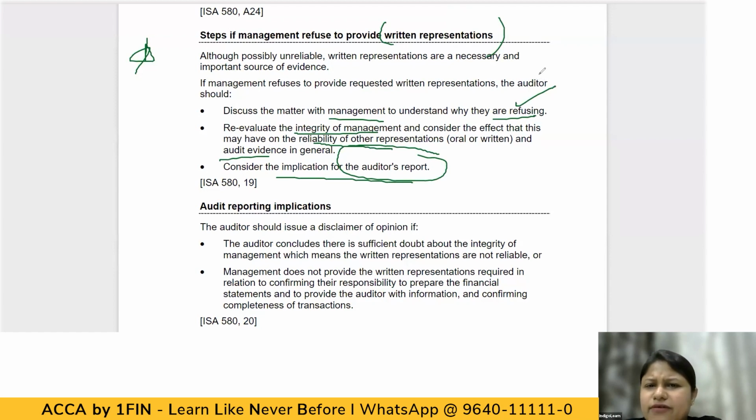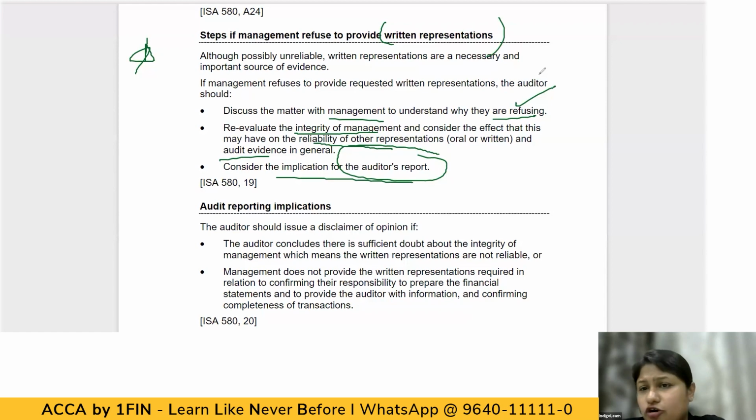That means if they're not providing one particular representation, they are not giving authentication to the work which they have done. Because of which there could be a possibility that many other things in the financial statement could also go wrong. So basically the entire audit will change. Your initial risk assessment will also change. Your doubt on the other evidence will also start coming up.